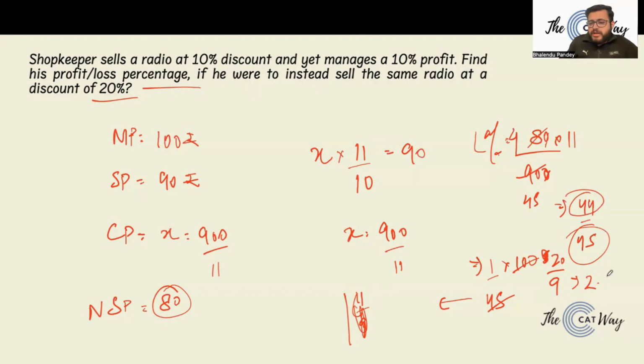2.2 by 9, 2 by 20 to 2.22%. So 2.22% is the loss we see in this particular transaction, right? So a 2.22% loss we are able to witness, correct?